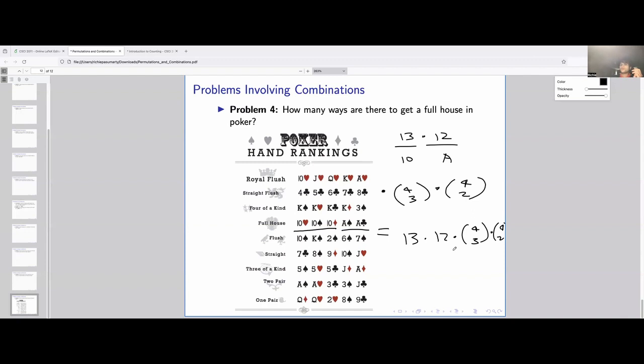I don't know what that is offhand, but somewhere here I'm just going to show what that evaluates to. All right, so that's the end of this video. In this video, we talked about permutations and we talked about combinations, and they're both very useful when we're counting the number of ways in which we can do something.